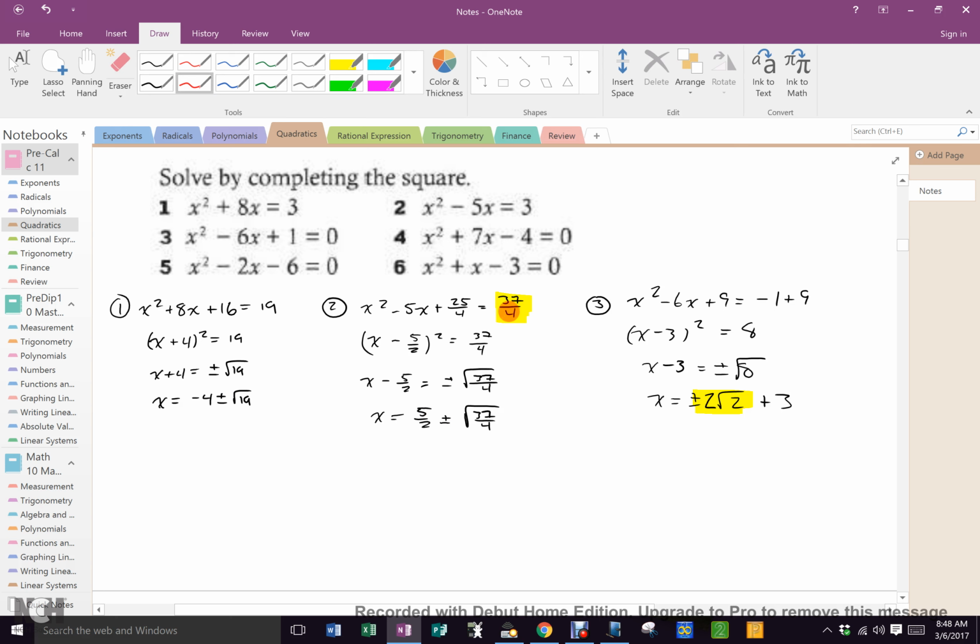Everybody understands how 37 over 4 was achieved? It was 3 plus 25 fourths, right? And 3 is 12 fourths. 12 and 25 is 37 fourths. Cool?